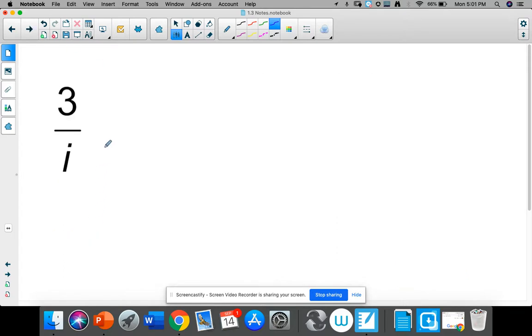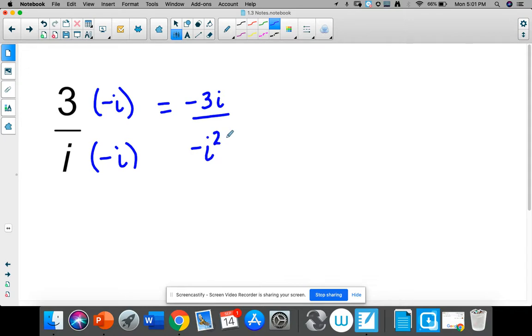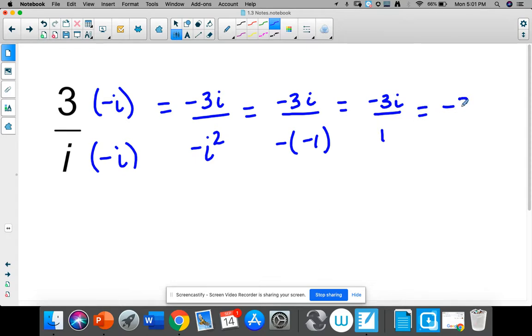3 over i, we want to multiply it by its conjugate, which I'm going to say is negative i. So I get negative 3i on the top, and I get negative i squared on the bottom. Negative 3i is negative 3i. i squared is negative 1. So our answer is negative 3i over 1, which is negative 3i.